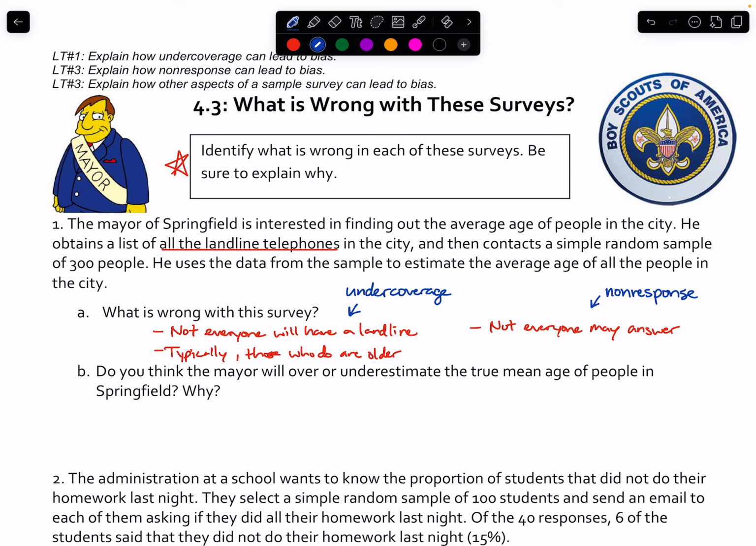Now, question B: Do you think that the mayor will over or underestimate the true mean age of people in Springfield? So again, thinking about this scenario, I'm calling these landline phones. It's probably a lot of older people. And so in this case, the average age he's going to get is probably on the older side. So he's probably going to overestimate the age. And why is that? People who have a landline phone are typically older.